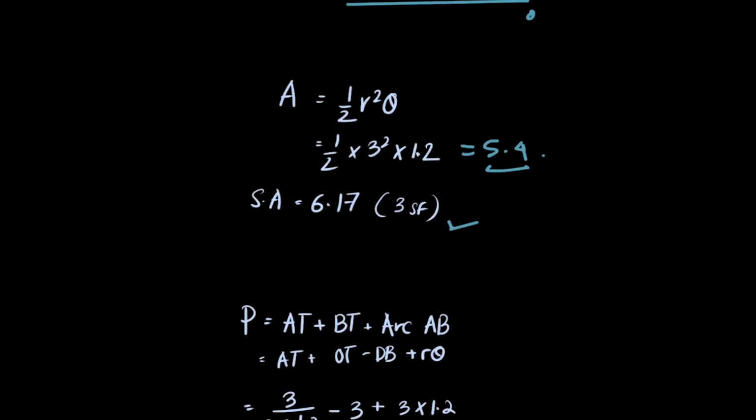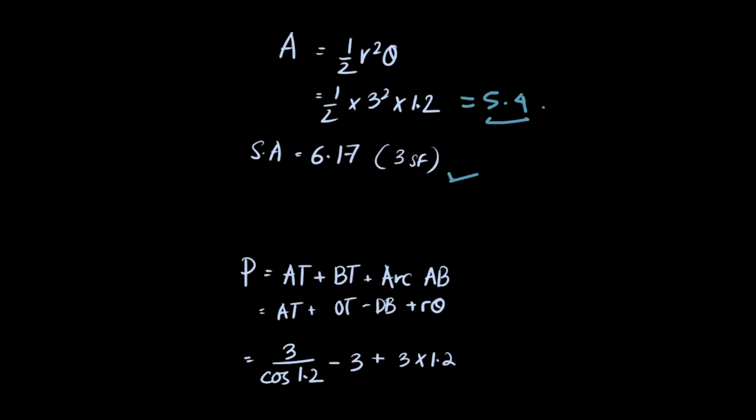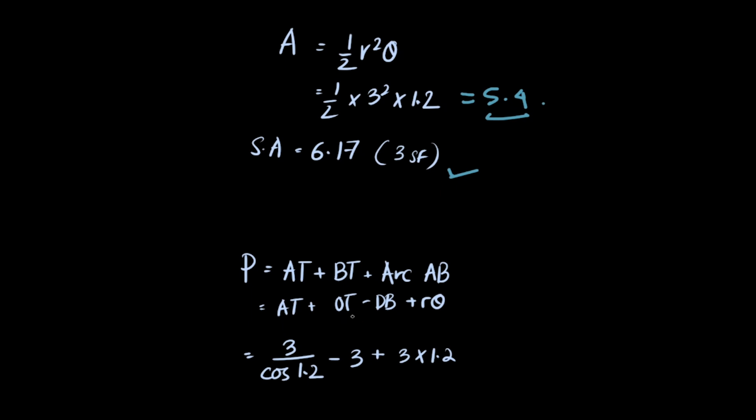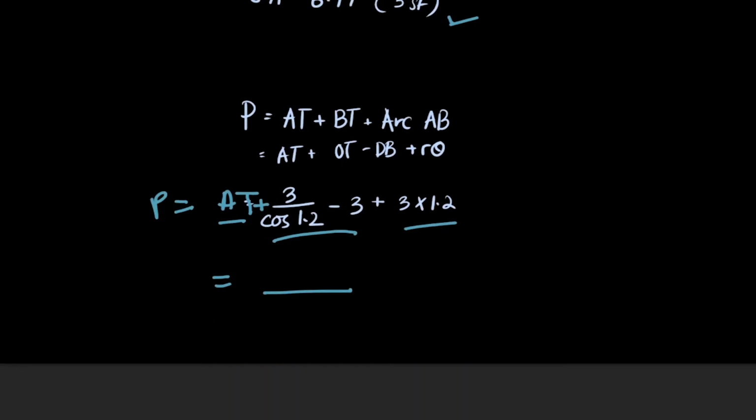So we can find out OT using simple trigonometry, which is 3 by cos 1.2. We do that and we subtract OB, which is 3, and we add r theta here, which is the arc AB, and we also add AT. So we know this, we can calculate this, and we can calculate this as well. If you add them all up, we'll find out the perimeter of the shaded region.